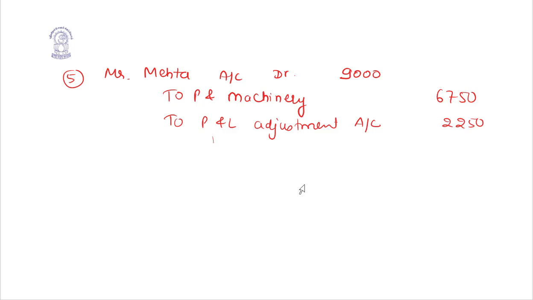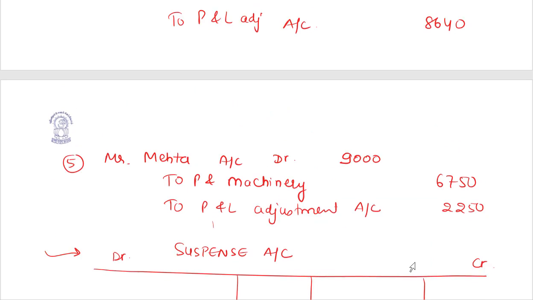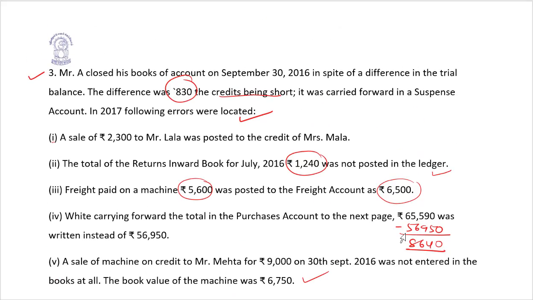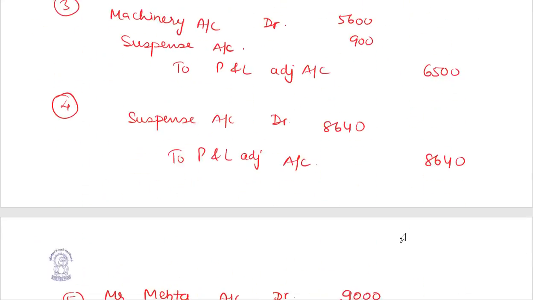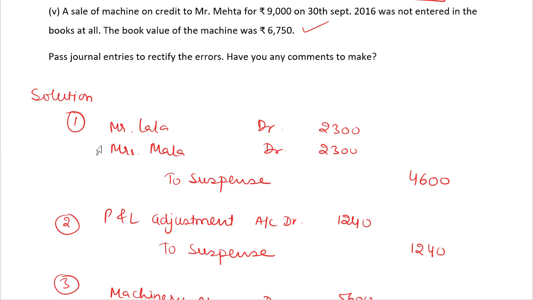Suspense account. We need to prepare suspense account now. Suspense account, debit, credit. Just see the opening balance of suspense account in the question. 830 credit. Okay. So we will credit what? 830 by difference brought down, 830.